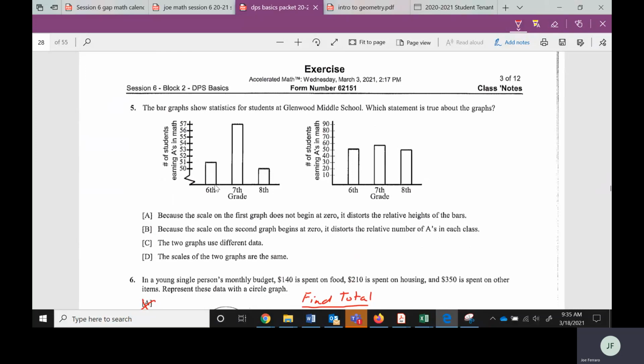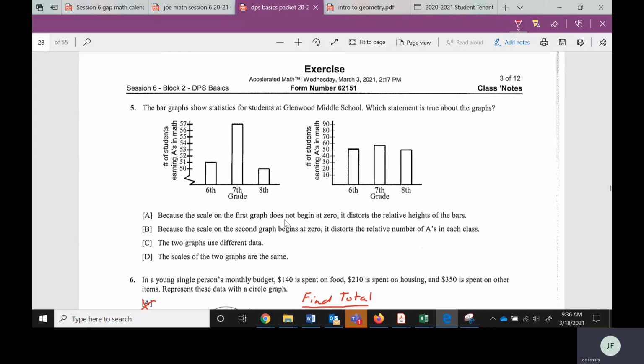And number 5, same type of problem here. It says which statement is true. So again, these go up by 1s, but they skip a bunch of data. They don't start until like at 50. Here, they go up by 10s, but it's up evenly. Okay, so let's look at the choices.